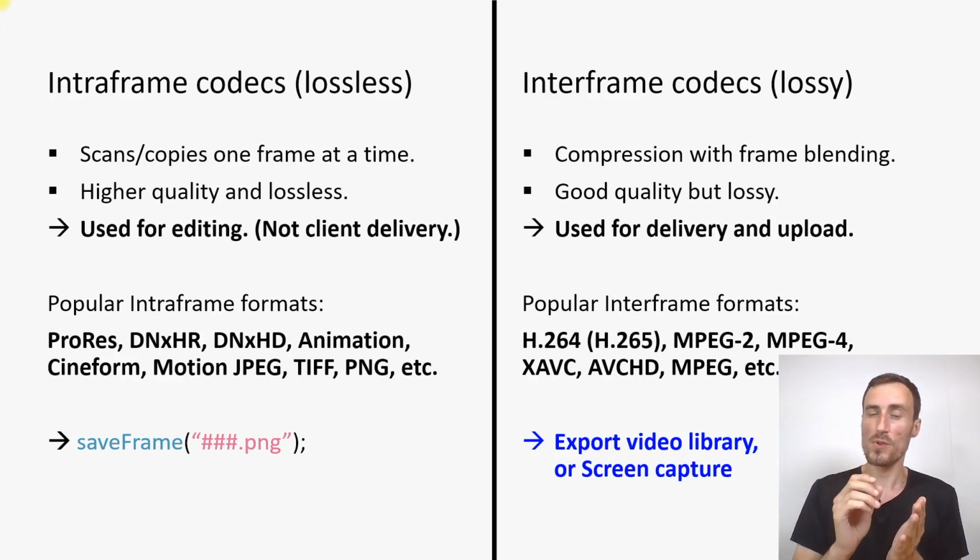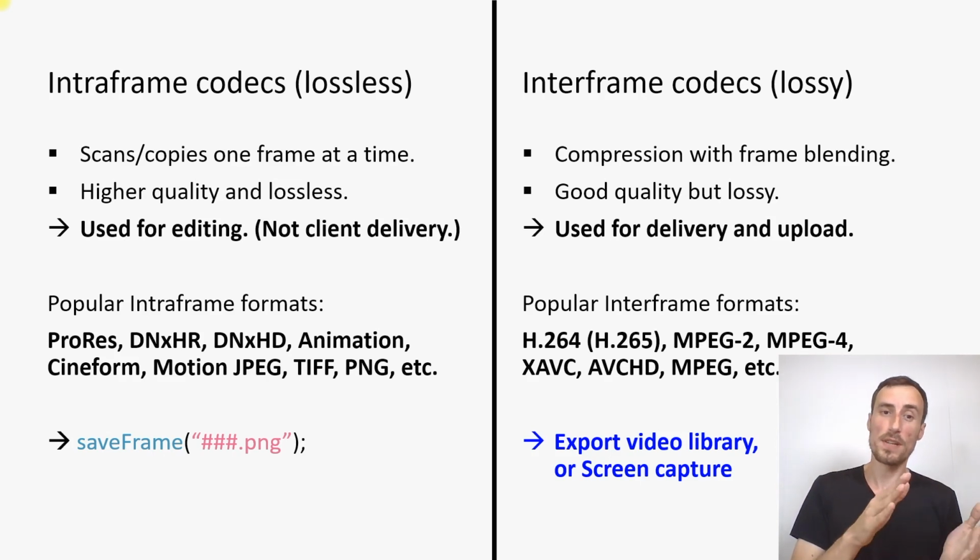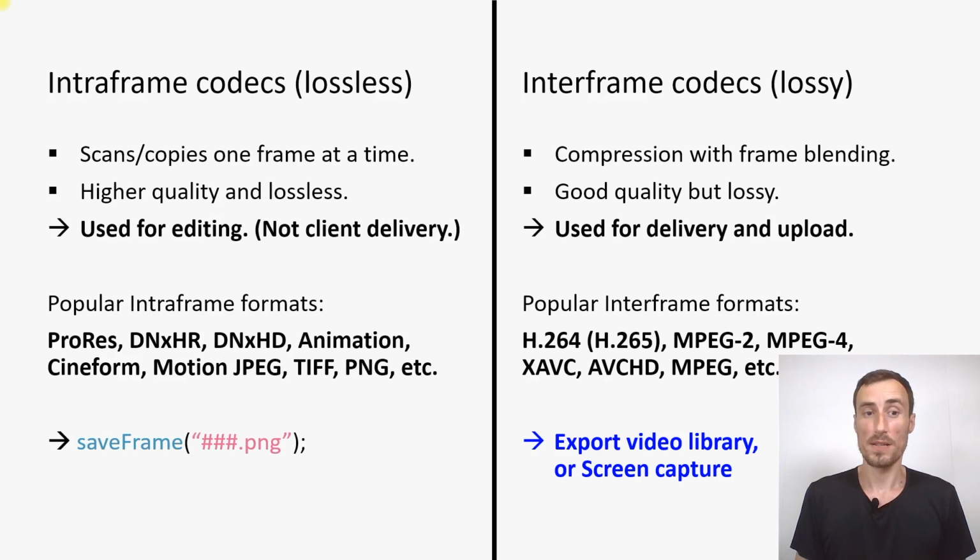And if there are too small differences, it removes the details from that. And those details will never again reappear because the frames are gone. Whereas the intraframe will keep every single frame. So they have higher quality intraframe codecs, and they are lossless. We usually use those for editing, not client delivery, unless your client wants to have it. And the interframe codecs, lossy, are good for delivery and uploading, like on YouTube, for example.